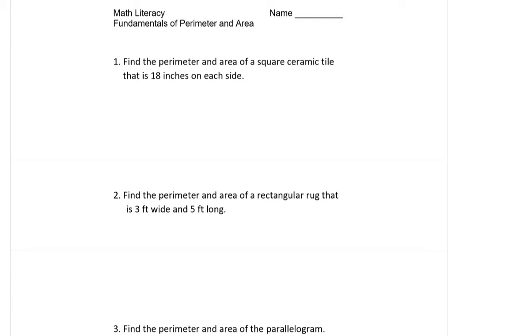In this video, we're going to be looking at the fundamentals of perimeter and area. Problem number 1. Find the perimeter and area of a square tile that is 18 inches on each side.